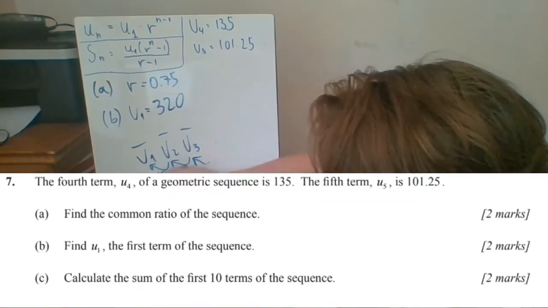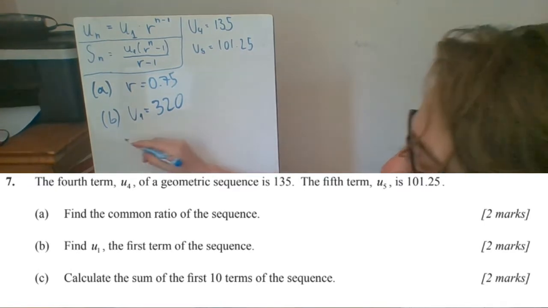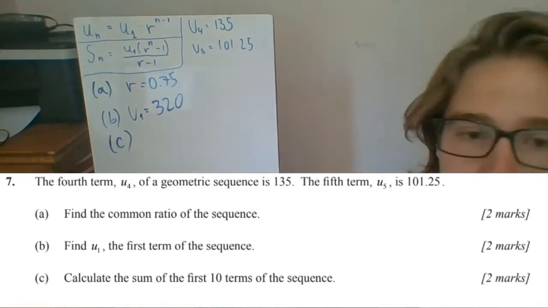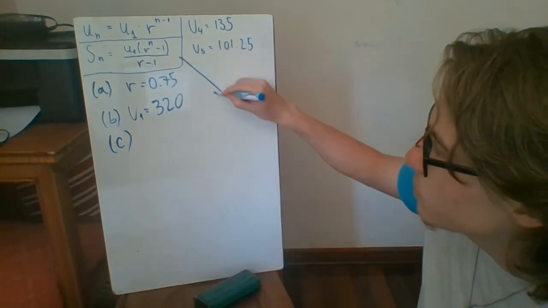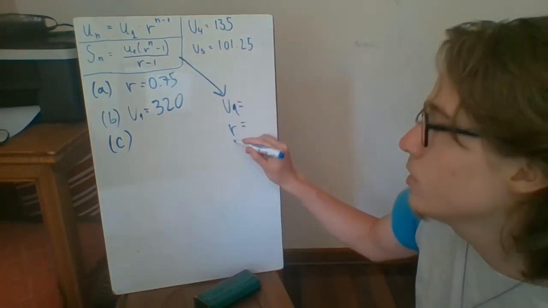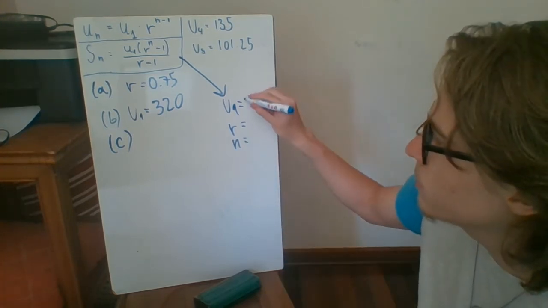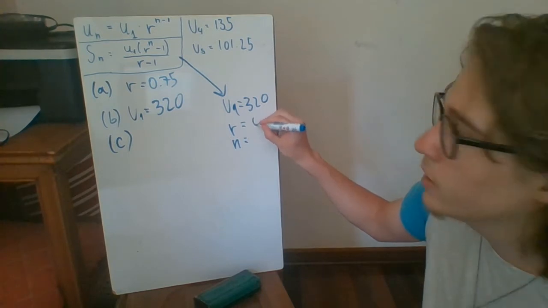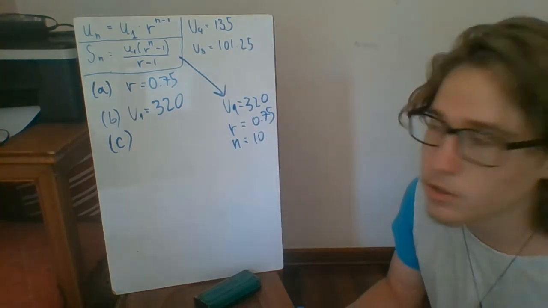Now finally, for part C, it asks for the sum of the first 10 terms. So we have to use this formula right here. What this formula asks for is U1 and R, and also N. We got U1 from part B, we got R from part A, and N is going to be 10 because it asks for the first 10 terms.